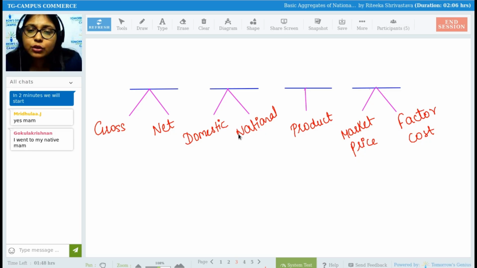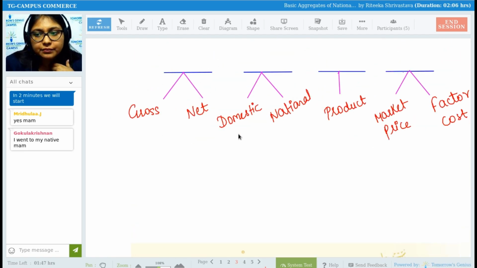So the first line is divided as gross and net. The second line is divided as domestic and national. The third is divided only in one word, that is product. And the fourth line is again divided into 2 parts, market price and factor cost. From here only, we are going to make 8 aggregates. How these 8 aggregates can be derived, that also we will see over here. Now let us understand each terminology, and with each terminology there is one more term which is going to get associated with it. So the first line we will take, gross and net.